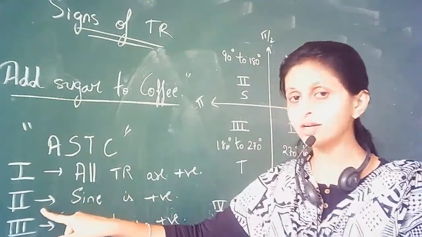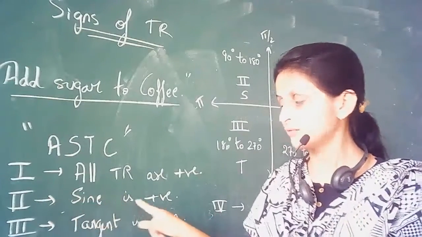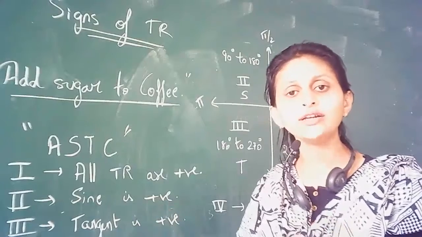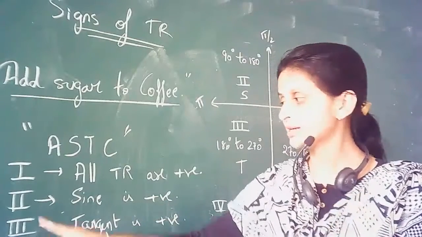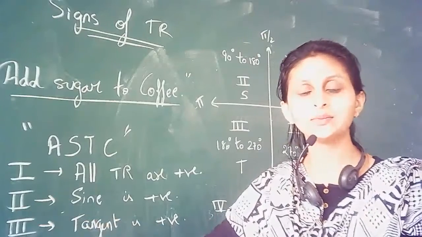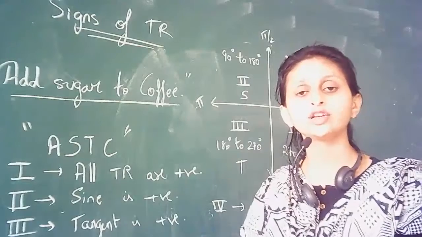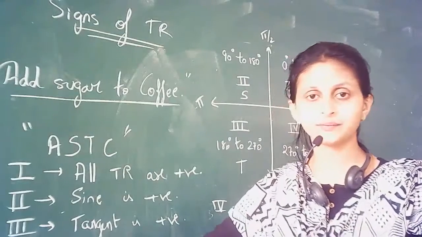Similarly, coming to second quadrant, we have S. That means only sin theta is positive in second quadrant. Remaining all trigonometric ratios will be negative in second quadrant. Coming to third quadrant, we have T. That means only tan theta is positive in third quadrant. Remaining all trigonometric ratios will be negative in third quadrant.